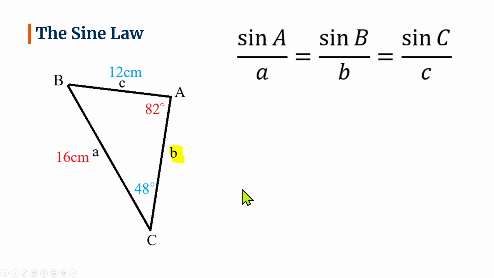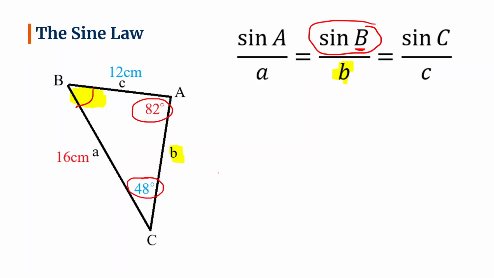So here's the sine law, and what I'm looking for is the length of B. But in order to use that, I need to know what goes on the top of the fraction. So I need to know angle B if I want to find side B. So let's go back to the triangle for a second. I need to find this angle, angle B. And, oh, I know angle A and I know angle C.